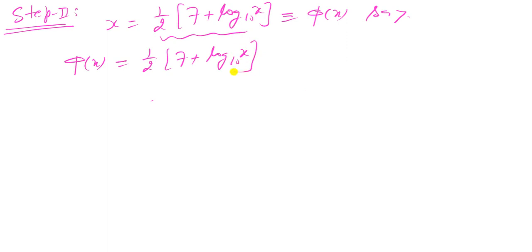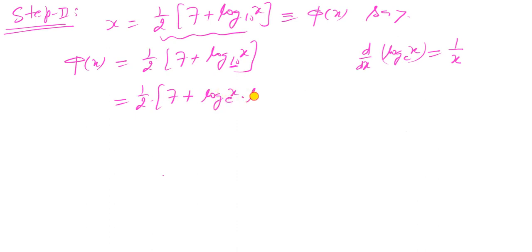When we compute the derivative of this function, here we have log x at base 10, but we know that the differential coefficient of log x at base e with respect to x is 1 upon x, but here the base is 10. So first of all change the base 10 to base e. So this is equal to 1 upon 2 (7 plus log x at base e into log e at base 10), which is equal to phi of x. Say this is equation 2.